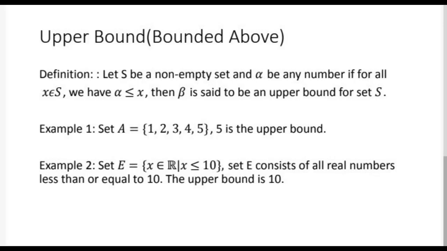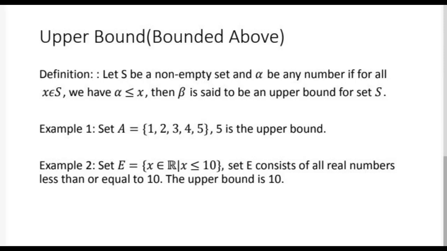Example 1. Let's consider the set A that contains the numbers 1, 2, 3, 4, and 5. So we write this set as A equals the set of 1, 2, 3, 4, 5. Looking at these numbers, the largest element is 5. Since every number in the set is less than or equal to 5, we say that 5 is an upper bound for the set A.